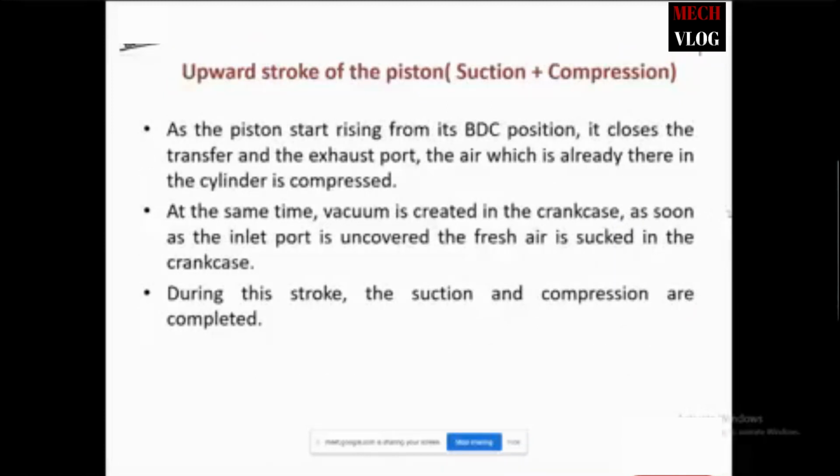Okay, let's start with the upstroke of the piston, that is suction plus compression. As the piston starts rising from its bottom dead center position, it closes the transfer port and the exhaust port. The air which is already there in the cylinder is compressed.